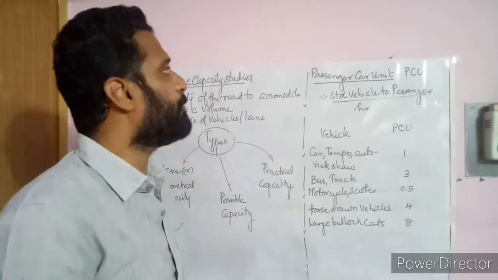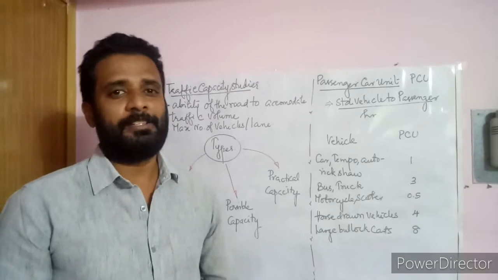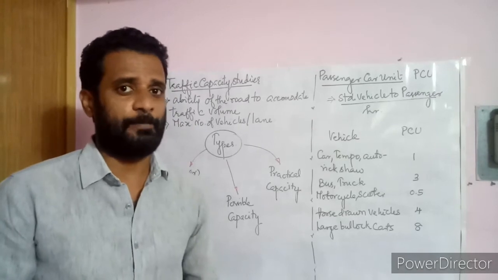Next we need to know about the passenger car unit, PCU, which is a main design element in designing any type of pavement, either a flexible pavement or a rigid pavement.